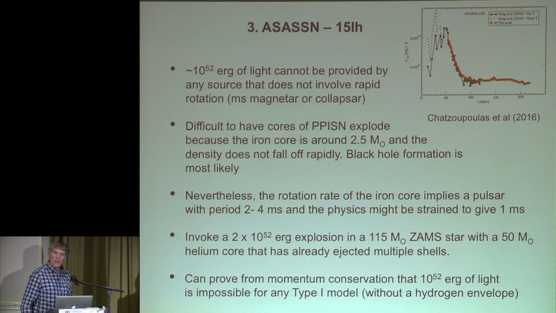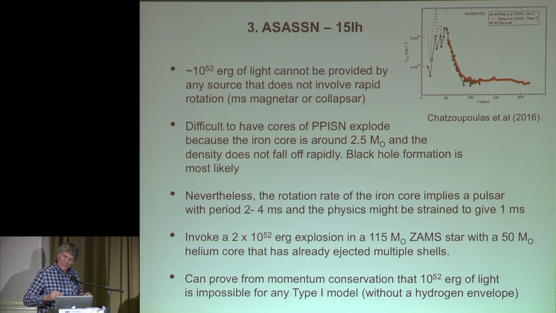Assassin in the waning seconds, as is appropriate. 10 to the 52 ergs of light is tough. It can be done, as Dan said, barely, with a magnetar pulling out all the stops. It cannot be done by colliding shells in just the pulsational pair model.